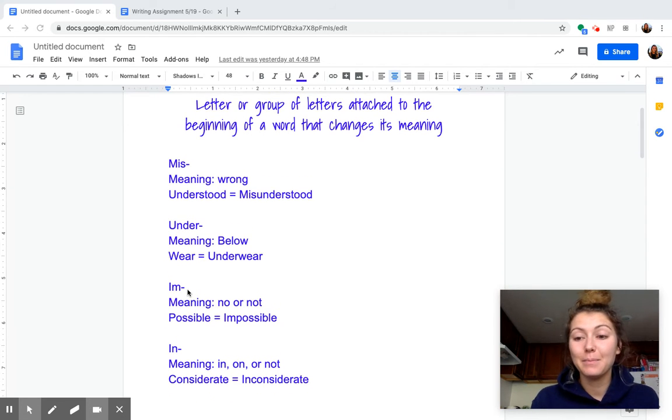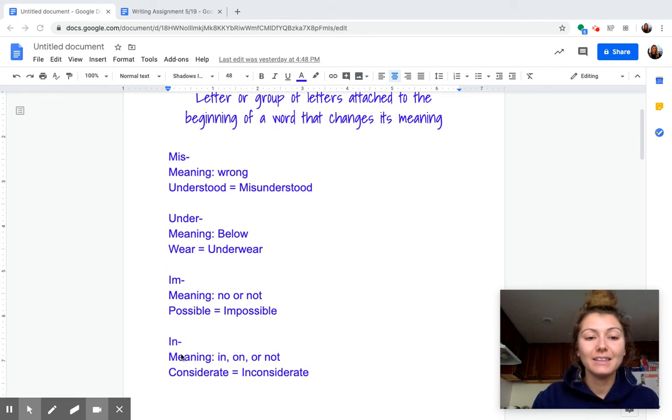Next is impossible. Im is the prefix. Its meaning is no or not. So if we say that the root word is possible, when we add the prefix im, we have impossible, which means not possible.